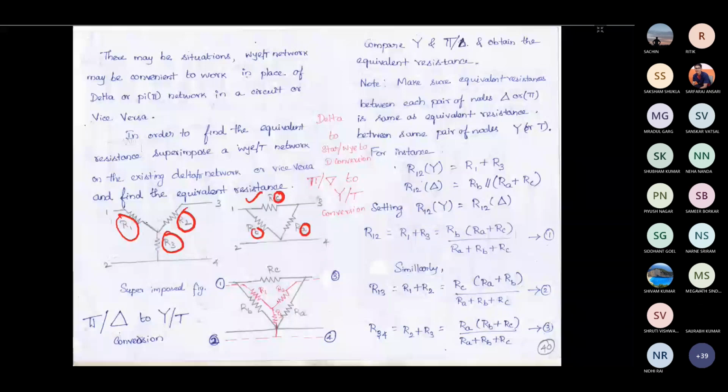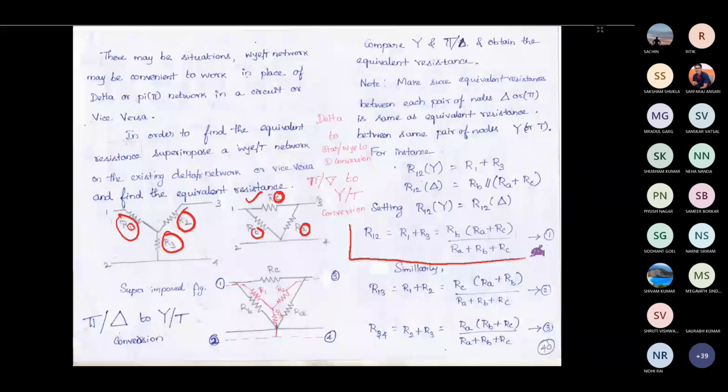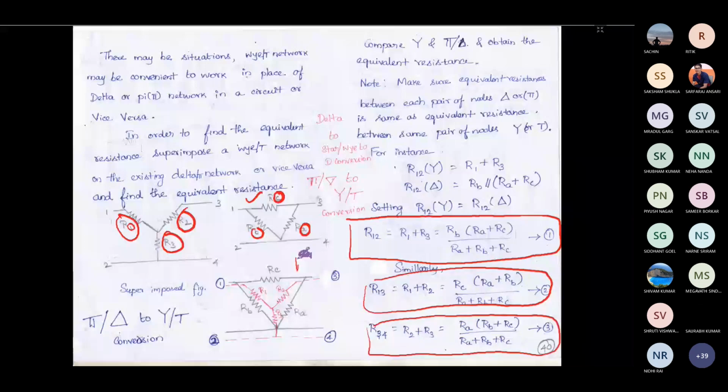So we got three equations from this. One is this, another one is this, another one is this. Now we are going to convert from delta to star, meaning we know the RA, RB, RC values and we want to find R1, R2 and R3. You can see clearly that we have R1 plus R3 here, R1 plus R2 here, and R2 plus R3 here.